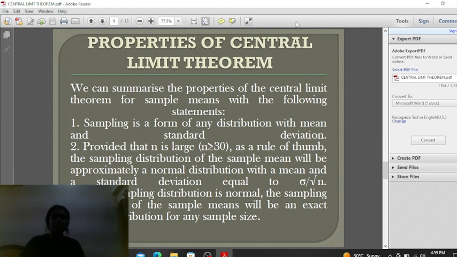And the second property is that if n is greater than 30, then as a rule of thumb, the sampling distribution of the sample mean will be approximately a normal distribution with the mean, and a standard deviation equal to sigma divided by root n. And if the population distribution is normal, then the sampling distribution of the sample mean will be exactly a normal distribution for any sample size.